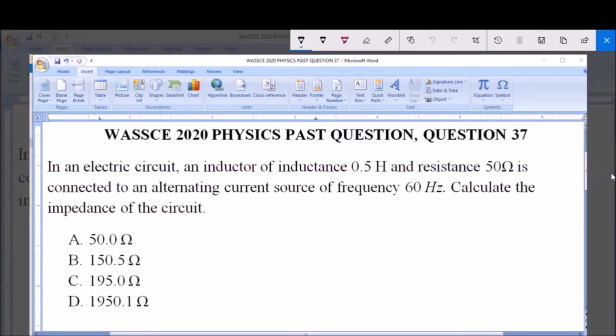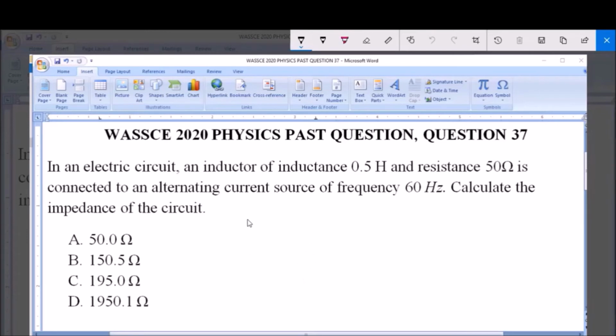I will be answering WAEC 2020 physics past question 37. In an electric circuit, an inductor of inductance 0.5 henry and resistance 50 ohms is connected to an alternating current source of frequency 60 Hz. Calculate the impedance of the circuit. A: 50 ohms, B: 150.5 ohms, C: 195.0 ohms, and D: 1950.1 ohms.